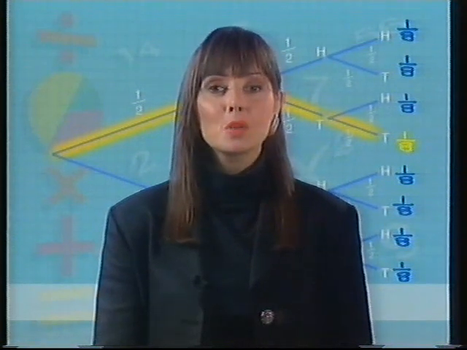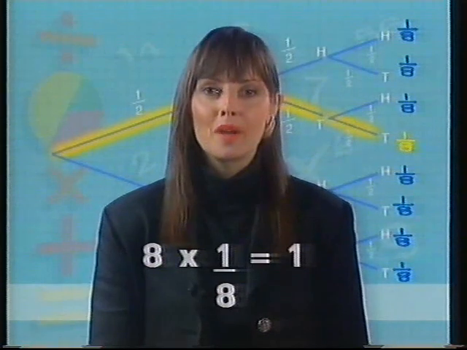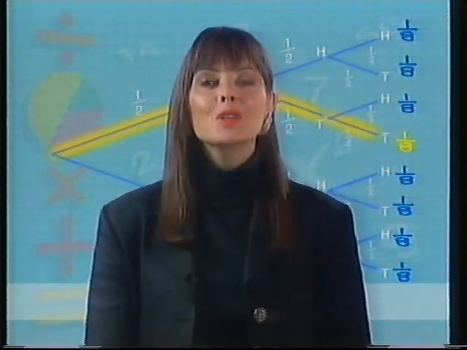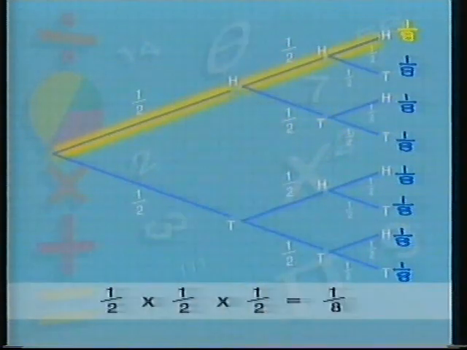Now, when you've finished, it's worth adding up all the probabilities to make sure that they add up to 1. Yep, 8/8, that's equal to 1. Now, you can use this to find the probability of various things happening. What about 3 heads on the trot? Well, the answer there is 1/8.